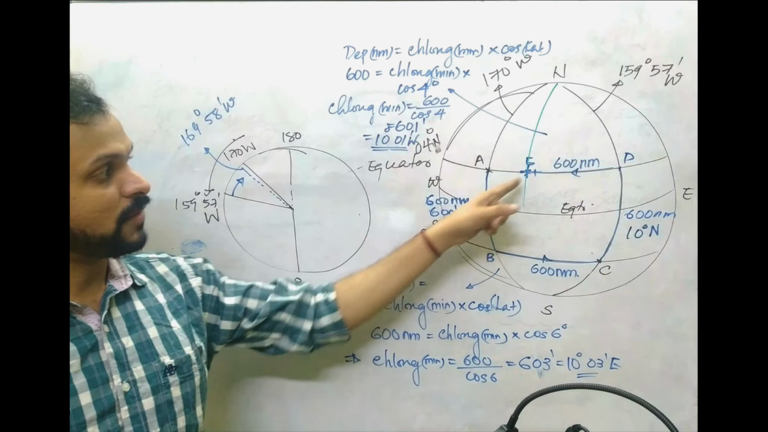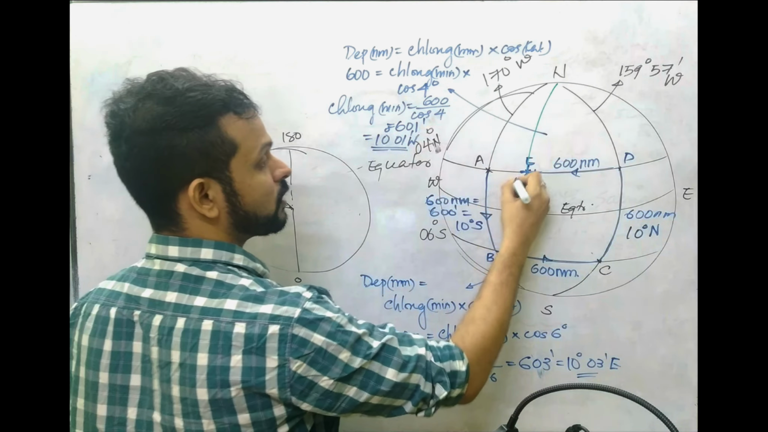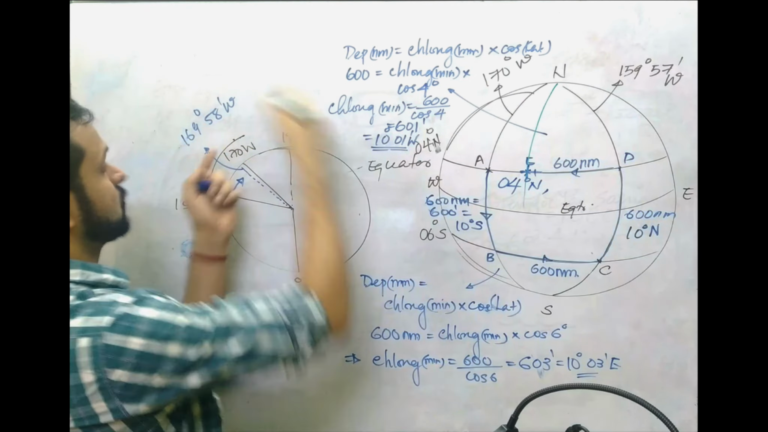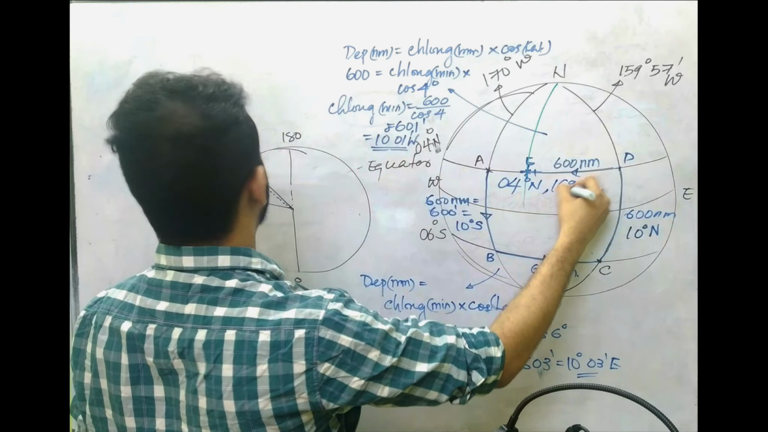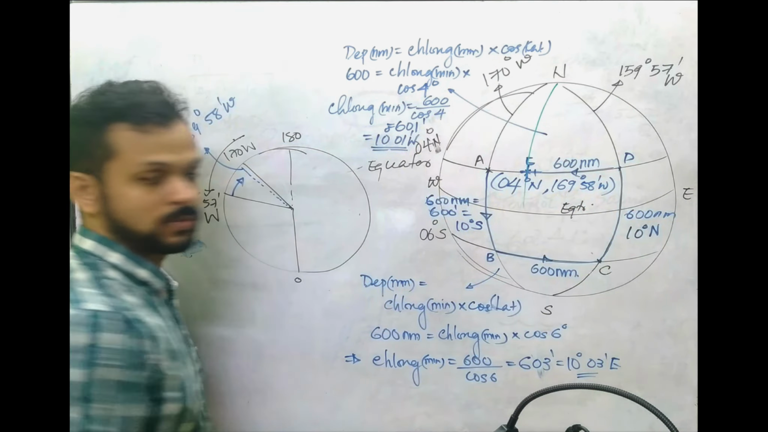All right, so what is the final position of E? E will be on 4 degrees north and 169 degrees 58 minutes west.